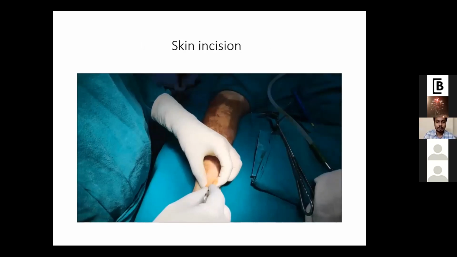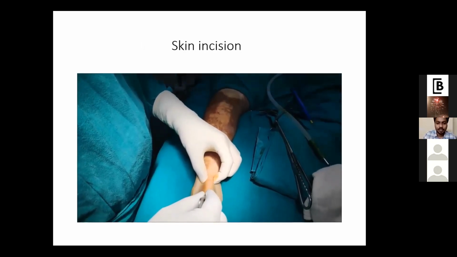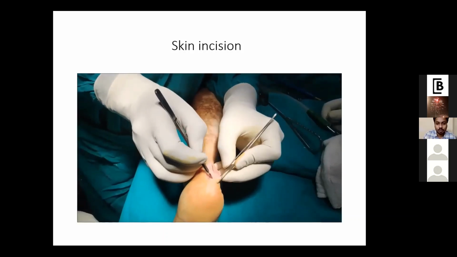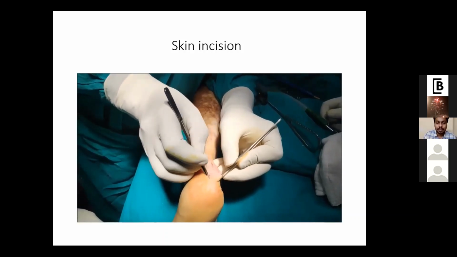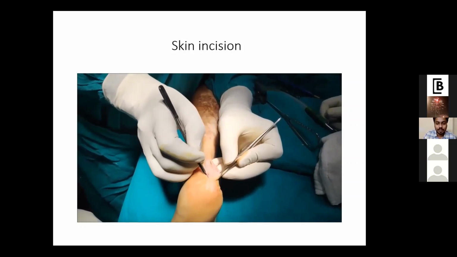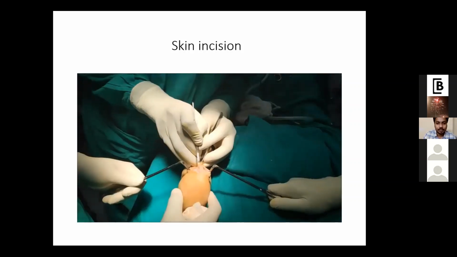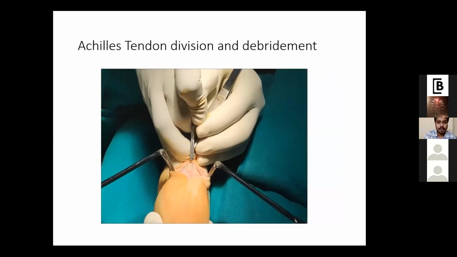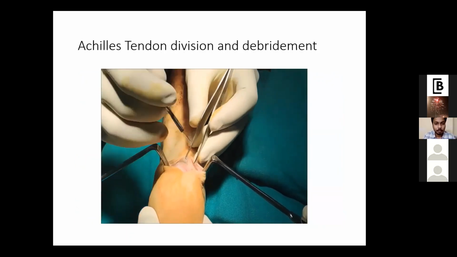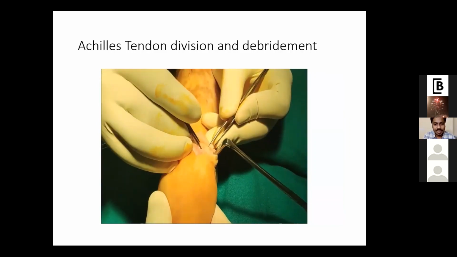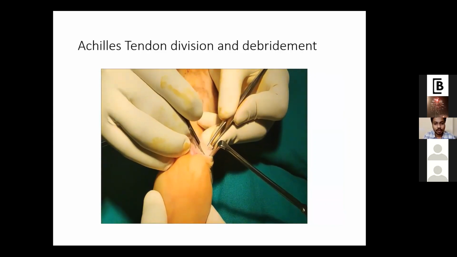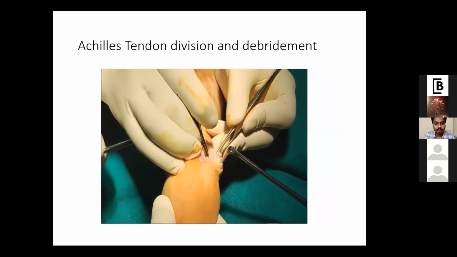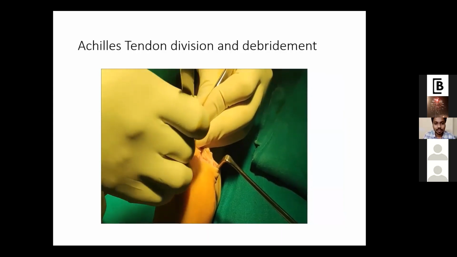This is the midline skin incision. So this skin incision is typically given over the Achilles tendon, extending up to the tuberosity of the calcaneum. The paratenon is then separated. You can see the paratenon being separated. So once the paratenon is separated, the Achilles tendon is split midline. It is then detached from the calcaneal tuberosity on either side. You can see one side being detached.